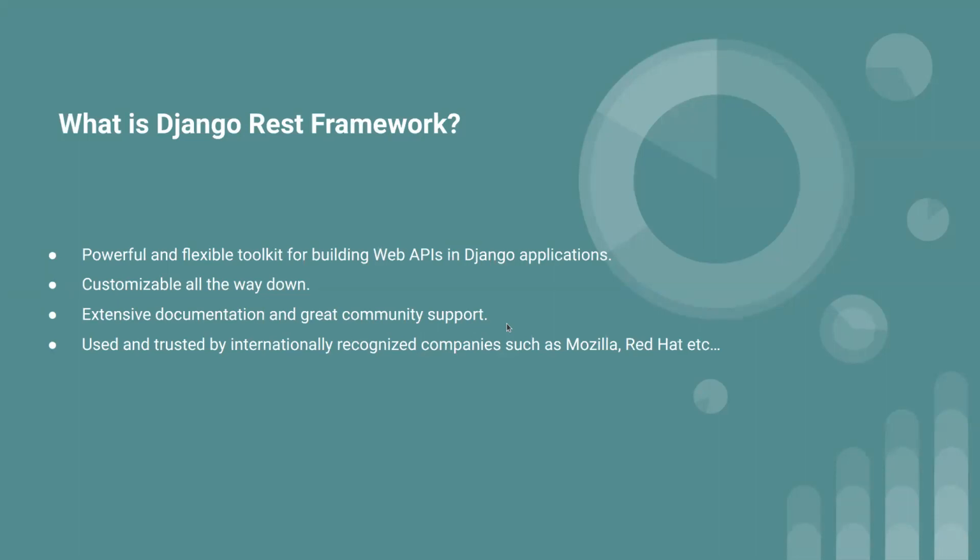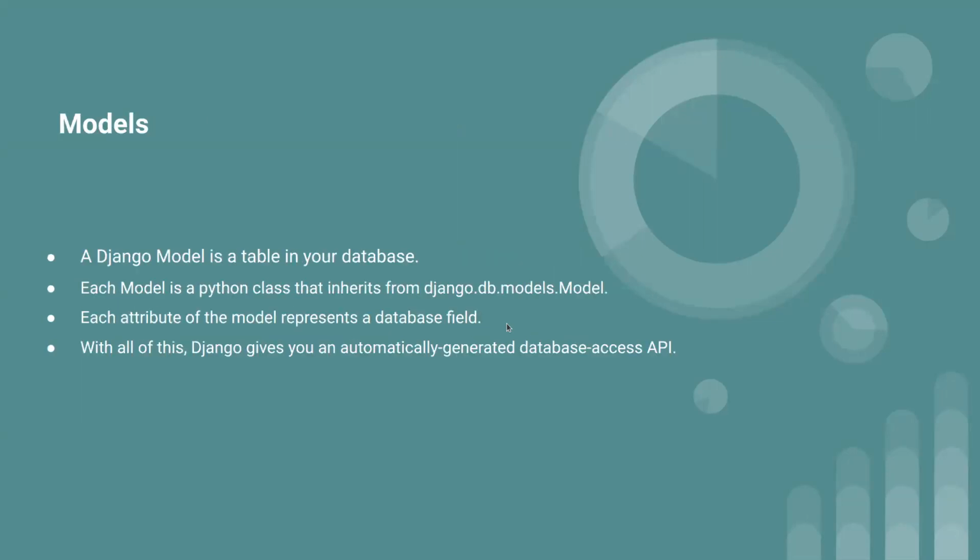Let's go to some of the key features of Django. Firstly, the Django model. A model is nothing but a table in our database, and each model is a Python class that inherits from django.db.models.Model. Each attribute in the model represents a database field. Actually, we don't have to worry about complex SQL queries. They will be handled by Django. We only need to write the models in Python as classes.